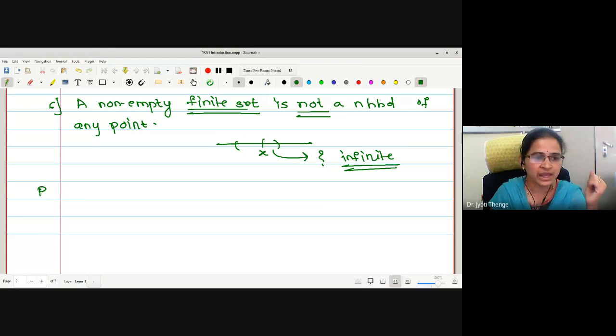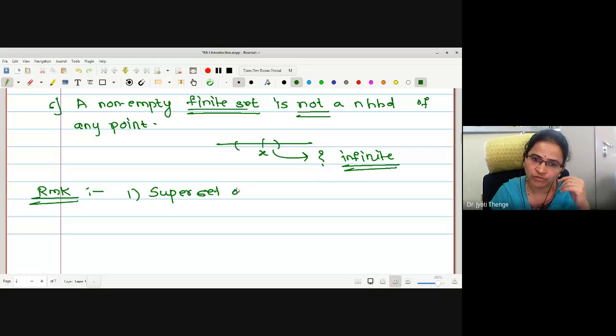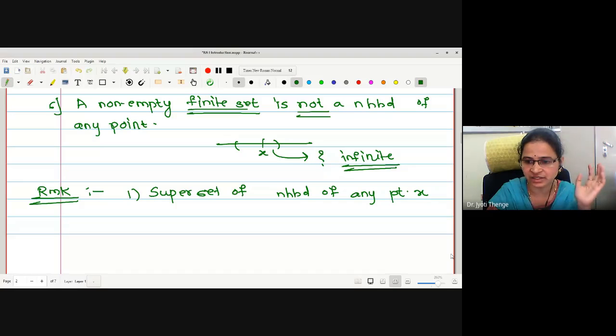Correct. Now I want to make some remarks on the neighborhood. Okay. What about a superset of a neighborhood of any point? Whether it will be a neighborhood. Superset of a neighborhood of any point x, whether it will be a neighborhood? Superset I am saying, a bigger set containing the given neighborhood. Will it be?